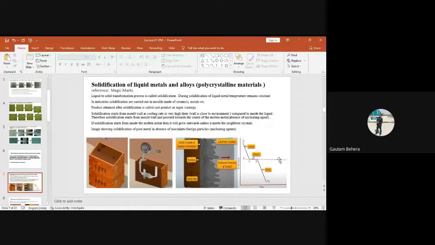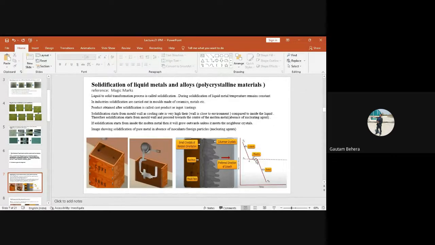This horizontal dotted line is the melting point. So this is the liquid temperature initially. When you are cooling, the liquid temperature will go down like this with time, right? The cooling will be very fast, right? And when the temperature reaches the melting point, the temperature becomes constant.